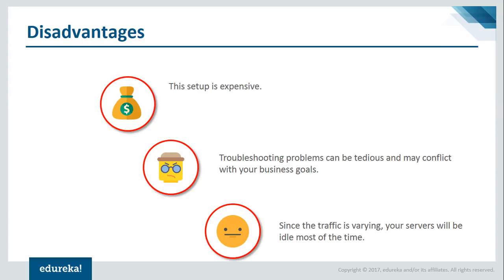All right. The third thing was, since the traffic is varying, your servers will be idle most of the time, right? So like I said, you have to have the maximum servers so that any kind of traffic can be accommodated within your servers, right? So like I gave you a window that between 6 p.m. to 10 p.m. you will experience the most traffic, but what will happen after 10 p.m.? After 10 p.m. your traffic will drop and most of your servers will become idle. So that was a problem.